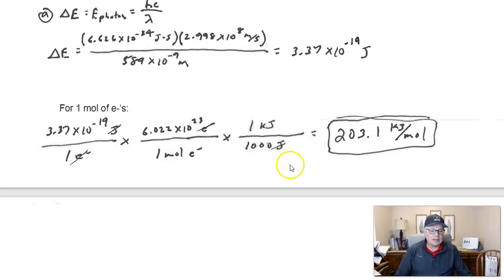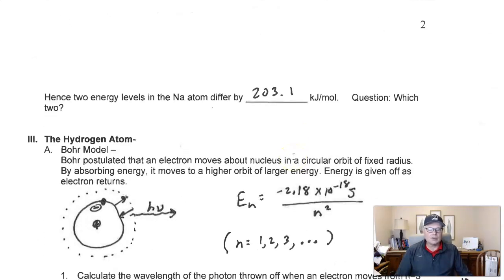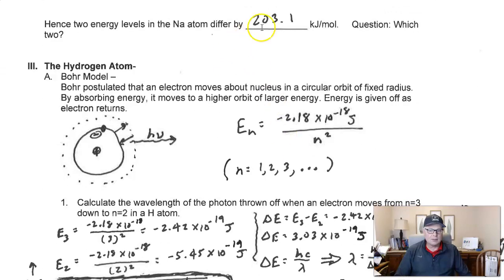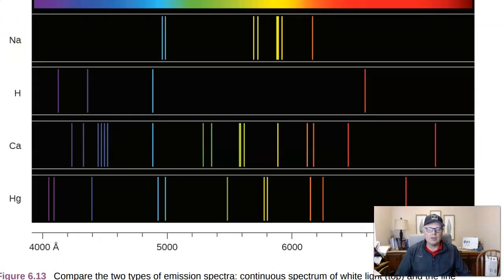So what that tells us is this. There are two energy levels in a sodium atom, and they differ by 203.1 kilojoules per mole. And when you look at the spectrum of sodium, that's what's causing this line right here at approximately 589 nanometers: electrons transitioning between those two energy levels.